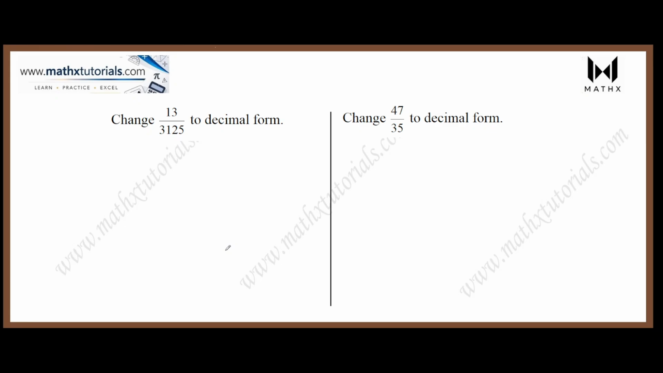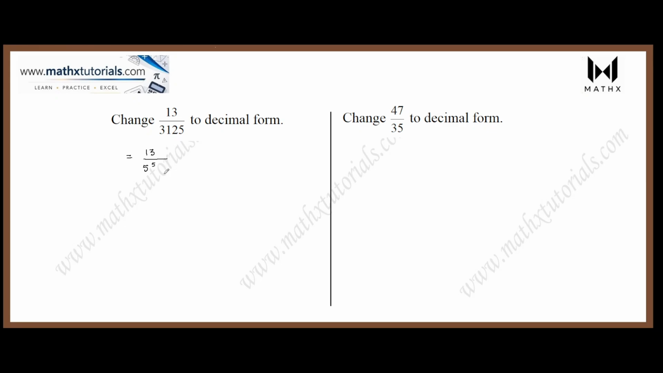Hello. In this video, we shall learn how to change a fraction to a decimal form. Now, in the first case, we can see that 3125 can be broken up as 5 to the power 5.